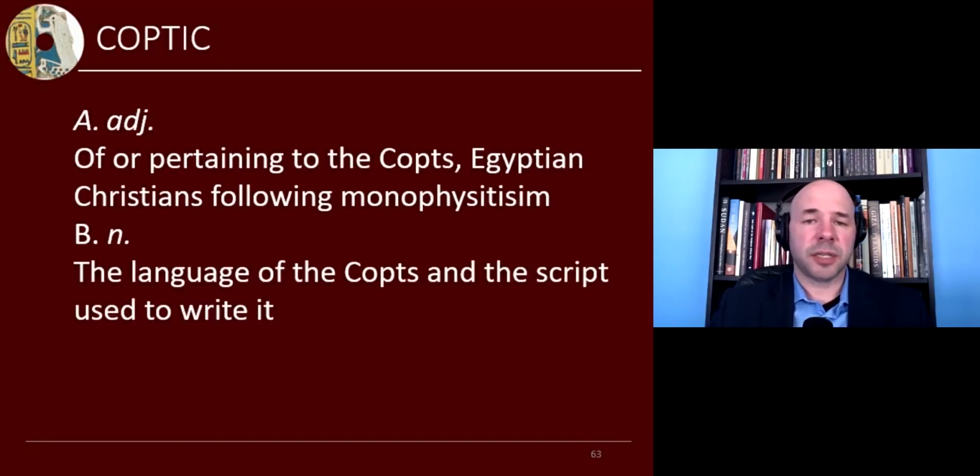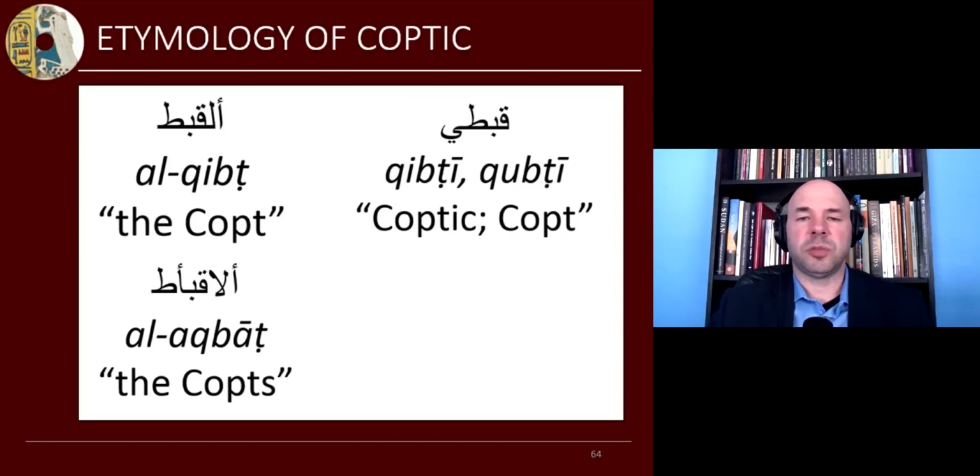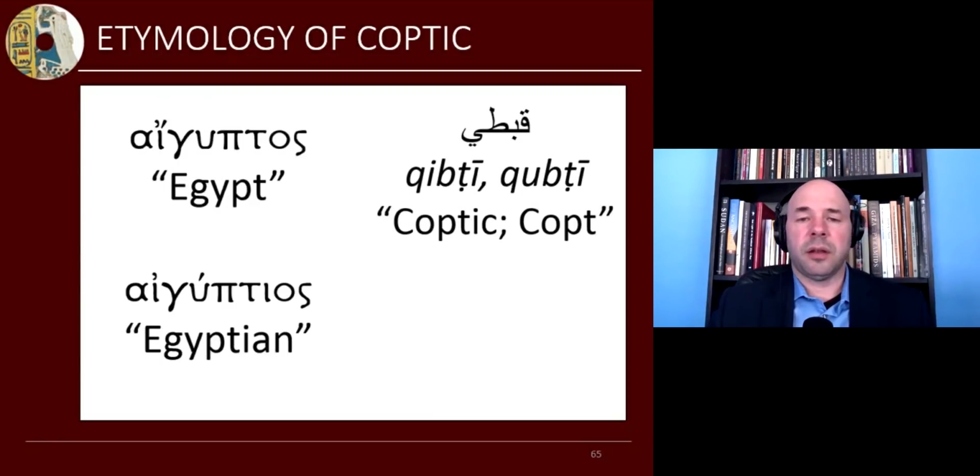Now, when we talk about Coptic, sometimes it gets confused. On the one hand, it refers to Egyptian Christians, and on the other hand, it refers to the language and script used to write the Coptic language, and we're talking about the ancient Egyptian language. And we get this word Copt from Arabic, al-Qibt, and its derivatives. But what you might not realize is that this word Coptic is related directly to our word for Egypt. They actually both come ultimately from the same place.